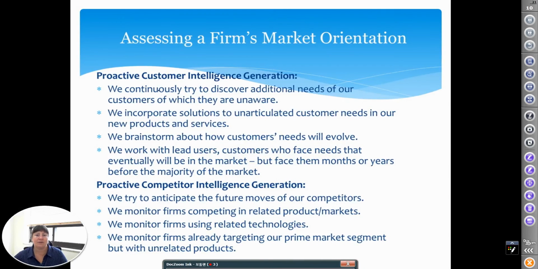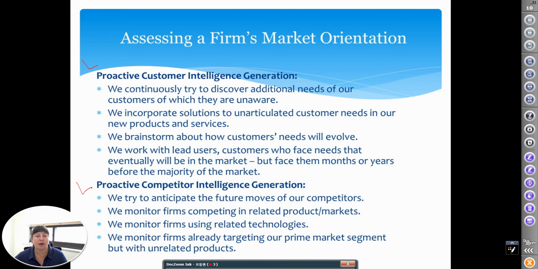Next, proactive customer intelligence generation. So it means that we continuously try to discover additional needs of our customers. We incorporate solutions to meet the customer needs in our new products and services. We brainstorm about how our customers' needs will evolve, and even we work with lead users, customers who face needs that eventually will be in the market.